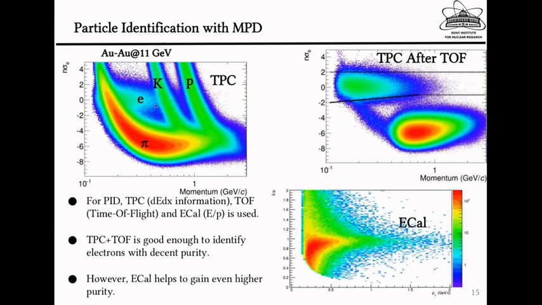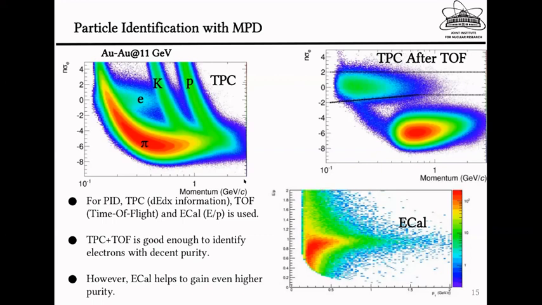So the detectors which have been used are TPC, TOF, and ECAL. I am showing the plot for electrons. This is the N sigma plot for TPC. The PID is done using the dE/dx information in TPC, and for the TOF and ECAL, time of flight and the E/p measurements are done.